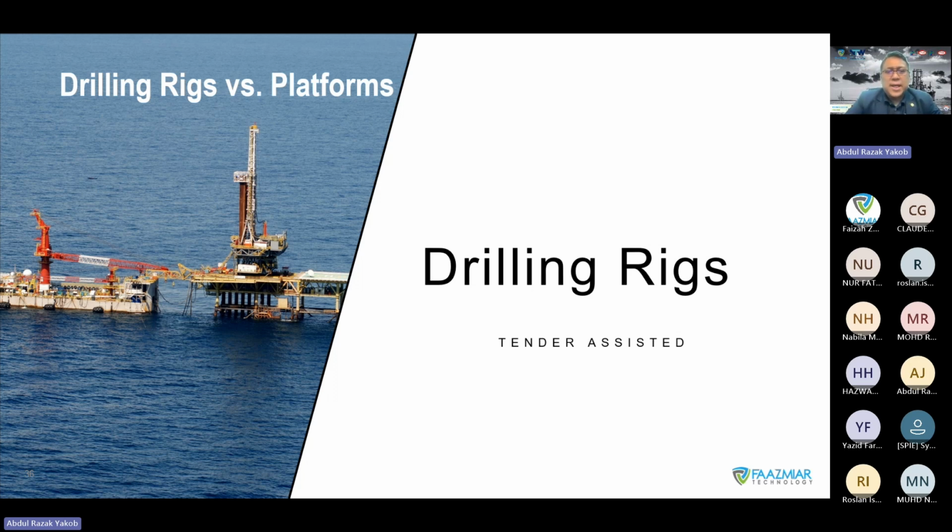Tender assisted cannot drill by itself. Just now, the drill ship can drill by itself. Tender assisted will need to put the derrick, this is a crane over here, and the derrick on top of the platform. So you see the drilling rig on the platform. That's the reason why it is considered a tender assisted drilling rig. It's on the platform.